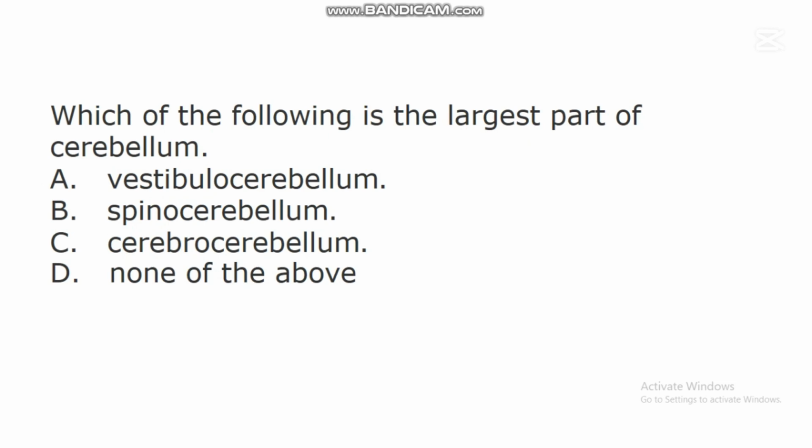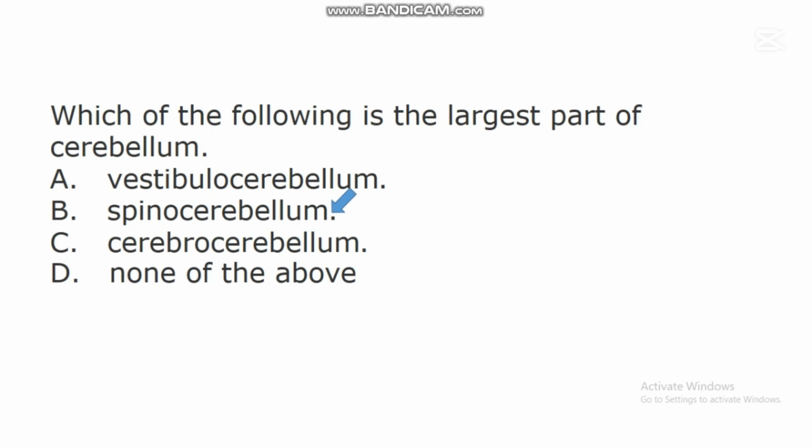The next question says, which of the following is the largest part of cerebellum? A. Vestibulocerebellum. B. Spinocerebellum. C. Cerebrocerebellum. D. None of the above. In this question, the correct answer is B. Spinocerebellum. Spinocerebellum is the largest part of the cerebellum.